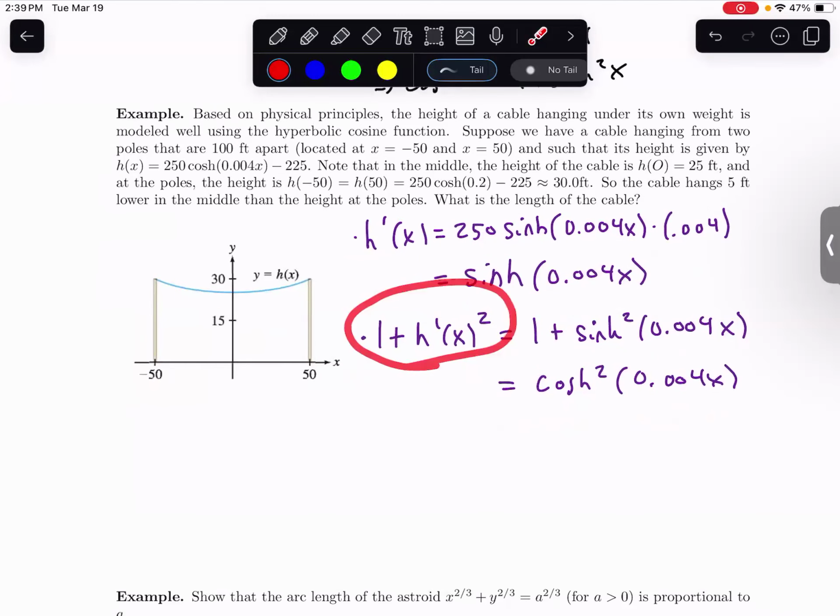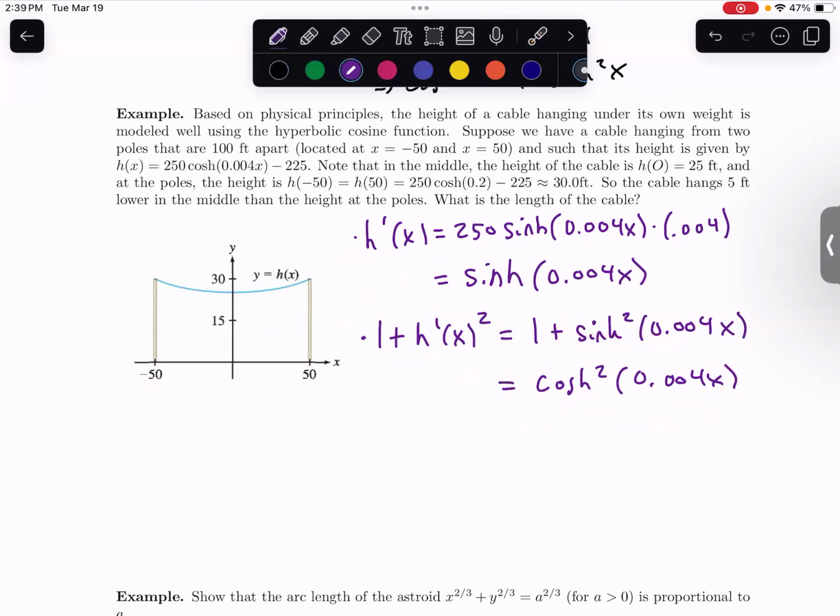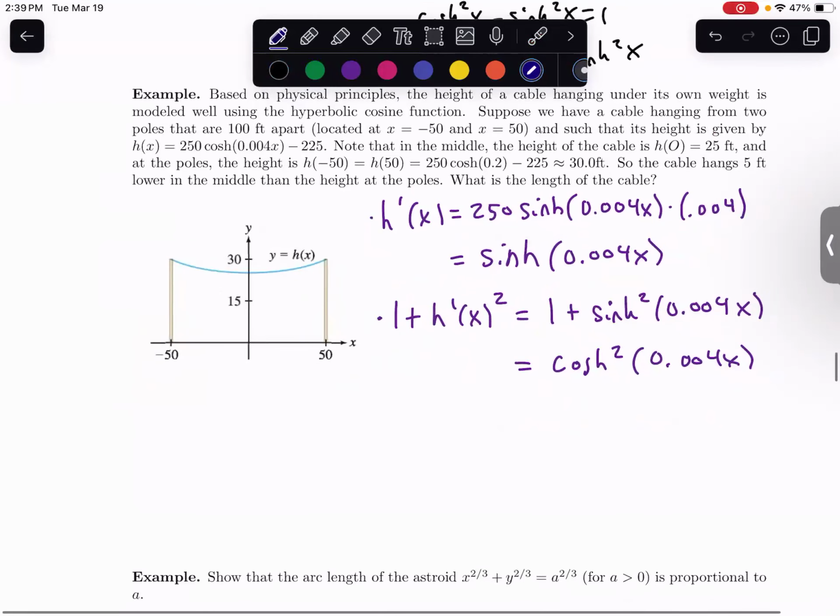Okay, so once we have a really desirable form here, right? Because the 1 plus the square of the derivative ends up being a square itself, it will cancel out with the square root when we actually do the square root in the arc length function. So we have arc length.